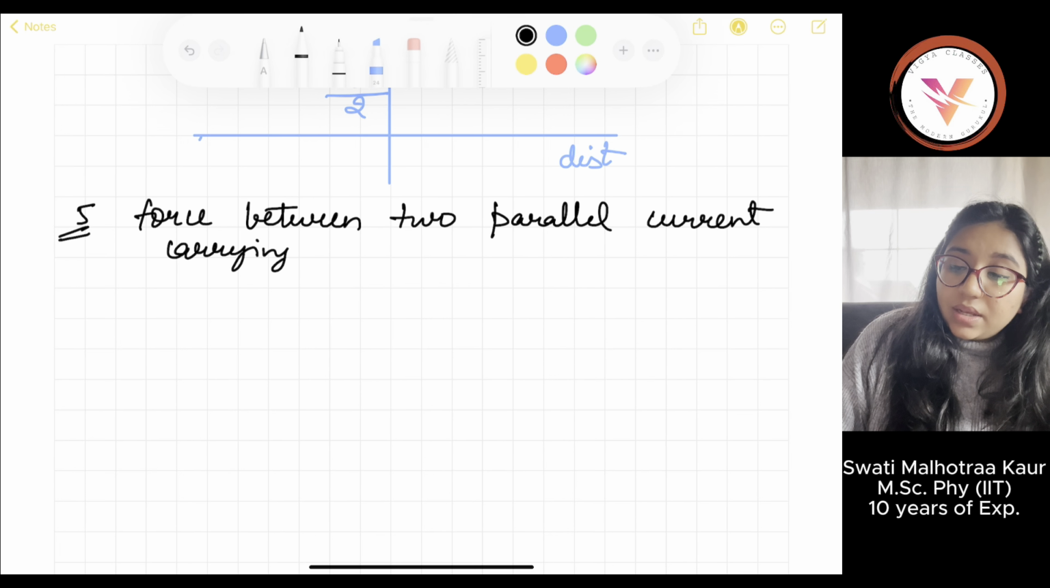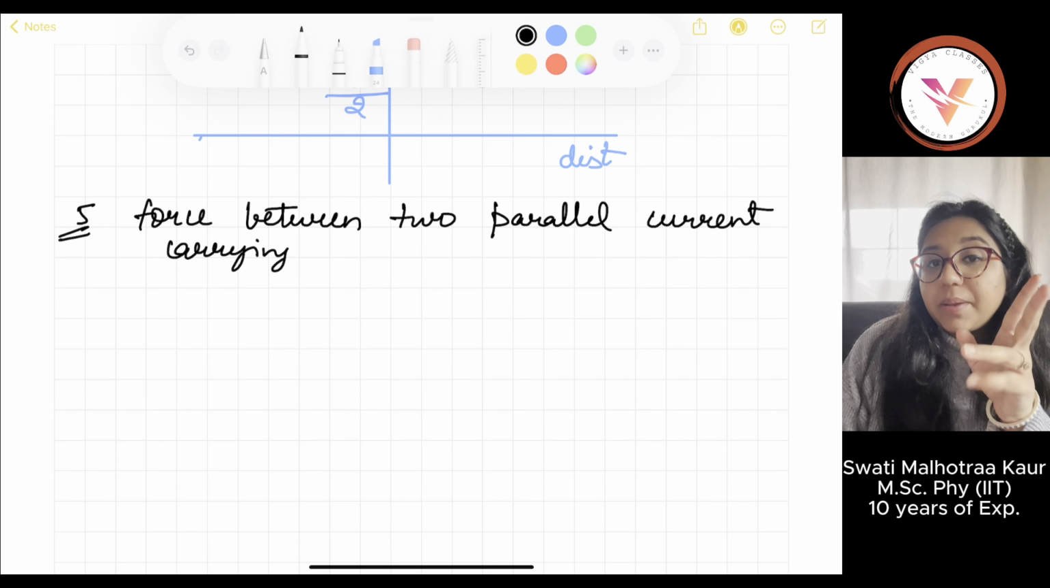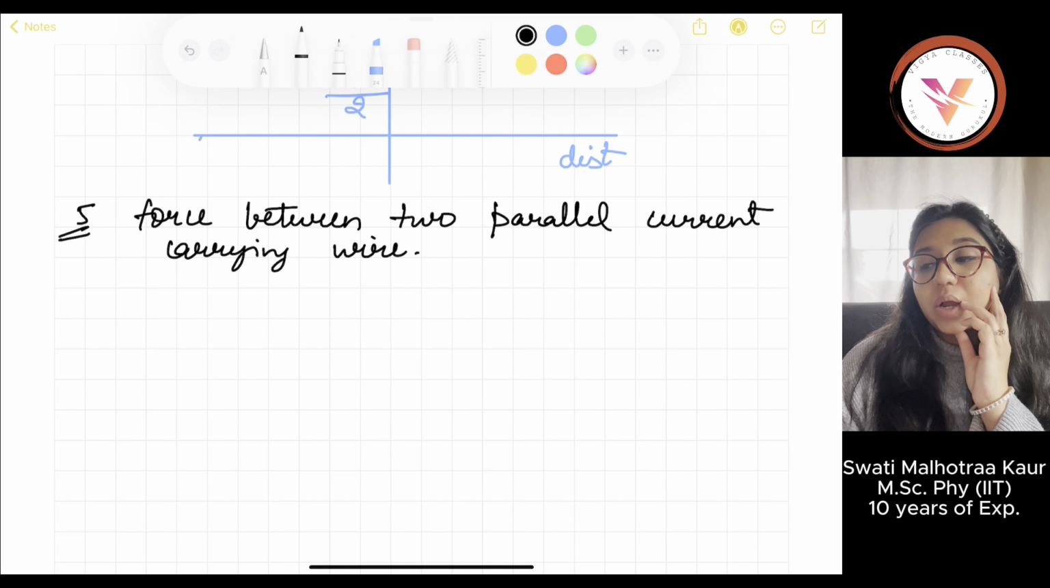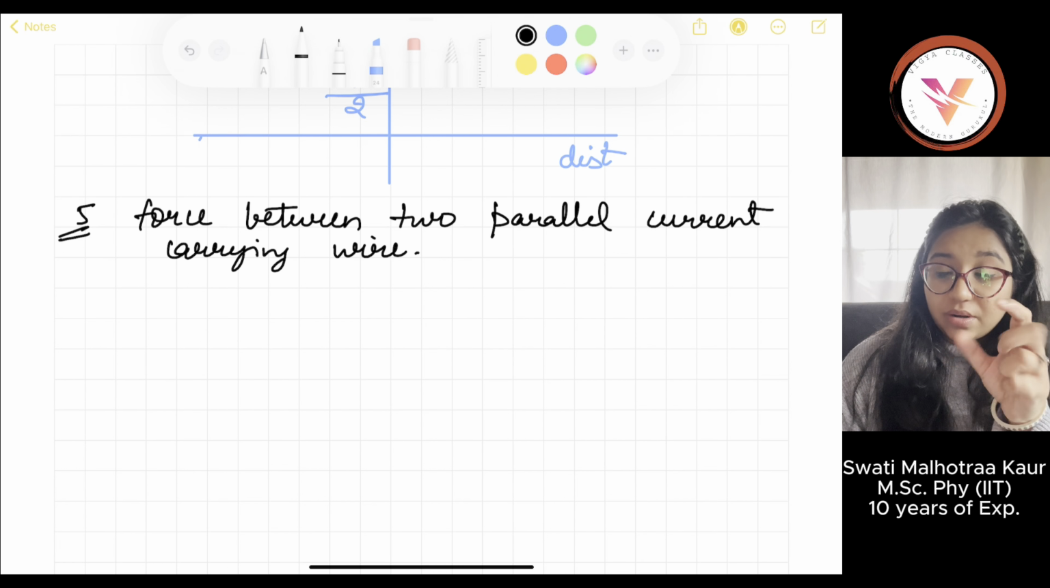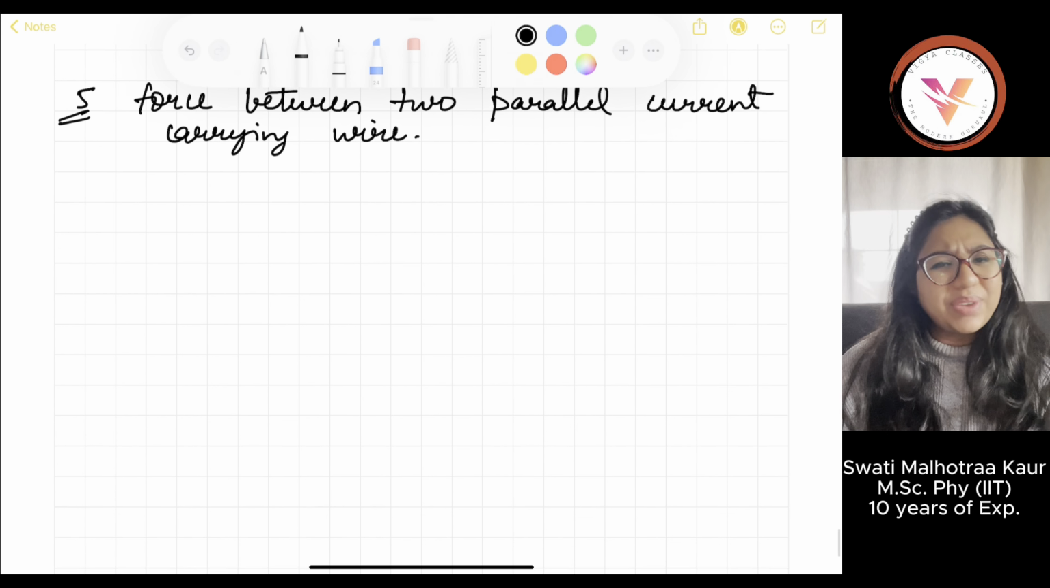Actually, the numerical based on this topic is more important than the derivations. Remember that. Earlier, the derivation often came in CBSE, but nowadays what I'm seeing is the numerical part from this topic is more there. Anyways, we'll do it, it's very simple.